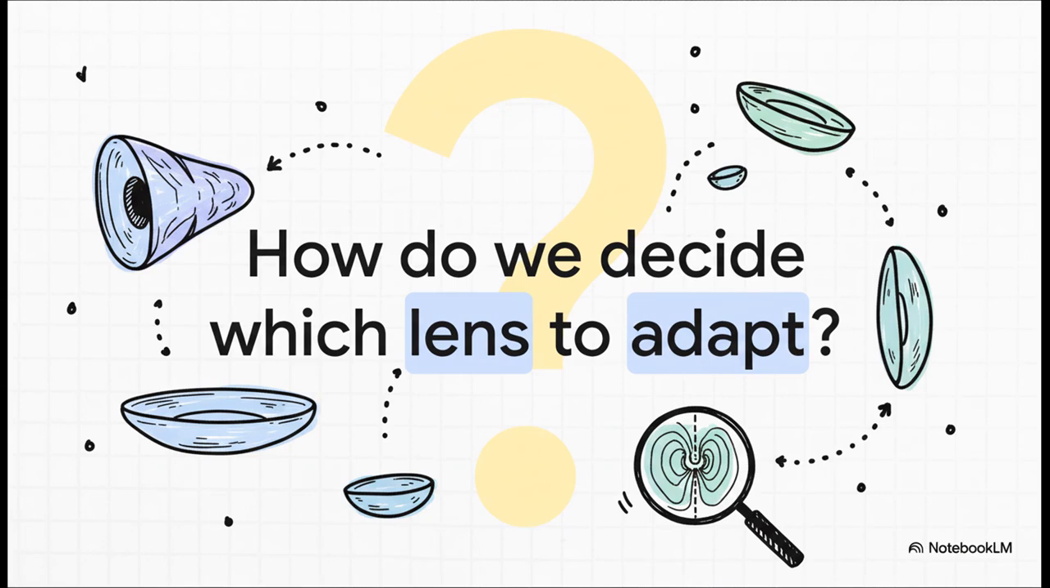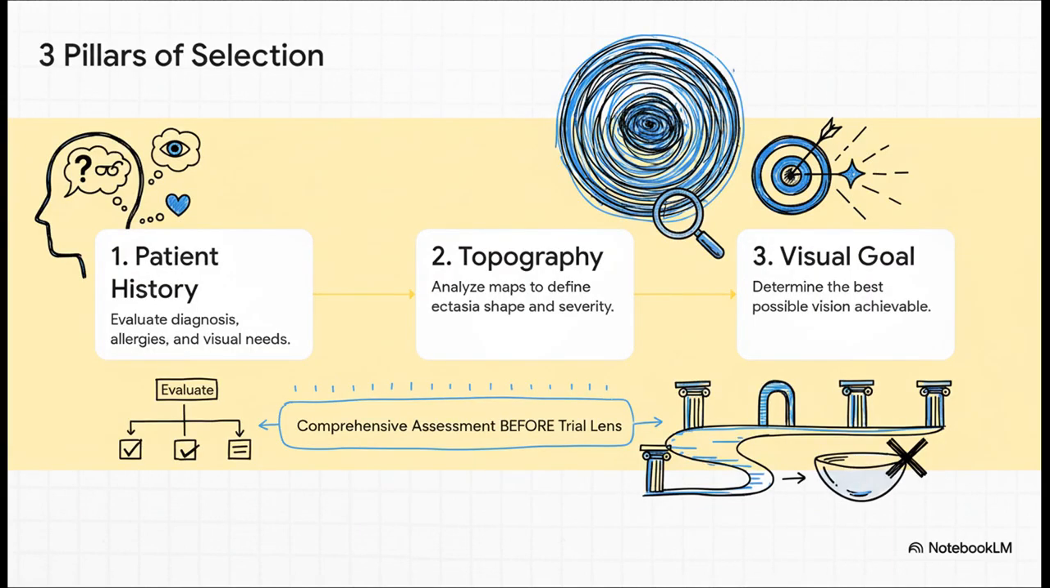This is it. This is the fundamental question we face with every single one of these patients. And the answer isn't about having a favorite lens type or brand. It's about having a methodical evaluation process that guides us to the absolute best technology for each unique cornea that walks through our door. And that protocol rests on these 3 pillars. First, you have to understand the patient's full story. Second, you have to become an expert at reading topography maps to truly understand the corneal shape. And third, you have to define the visual goal. If you follow these steps, you ensure a comprehensive assessment before a single trial lens even touches the eye.